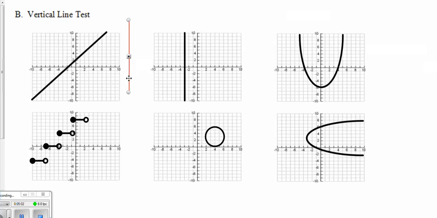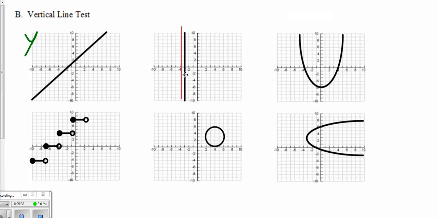So your vertical line test is just a way to say, all right, if this vertical line will cross more than one point at any vertical line that I draw, then it won't be a function. This one is always crossing just at one point. So it's always crossing right where my cursor is. It never crosses more than one point on this line. So I'm just going to use y for yes. This one is, in fact, a function.